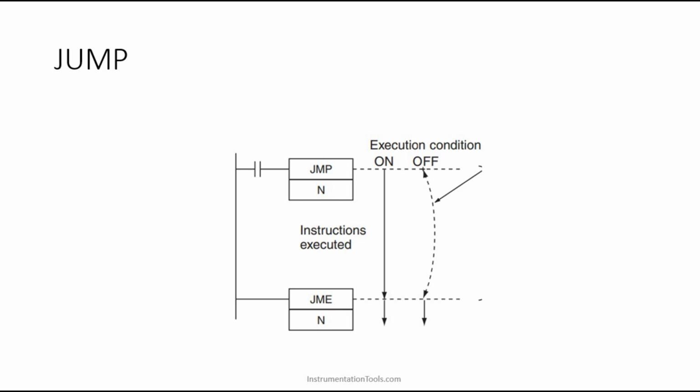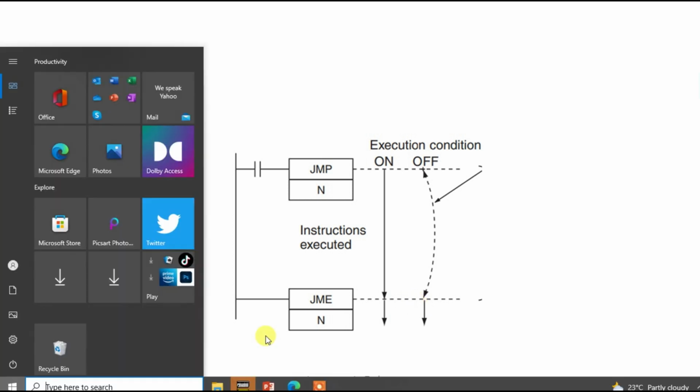The JMP instruction will normally execute the instructions between them when the jump is on. Here you can see, when it is on, all the rungs between these two jumps will execute. If it is off, it will skip these instructions or rungs. We'll see that in the program.